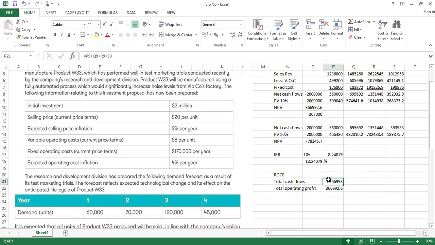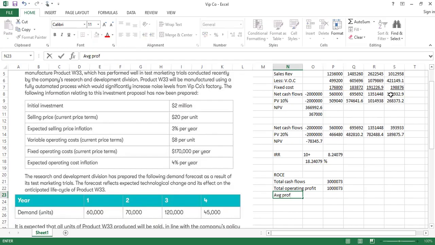Like we are using what? This one's 560,000. No, we will not use the discounted cash flows. We will use simple cash flows. I thought you are saying that I incorrectly use discounted cash flows. If yes, then answer is correct. Total cash flows are 3 million. Total operating profit.